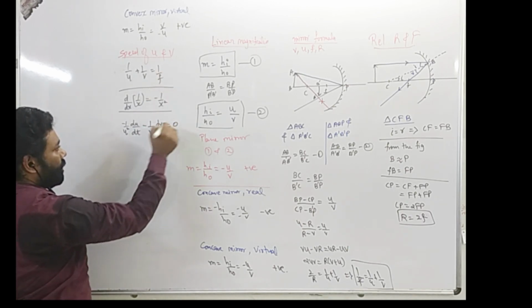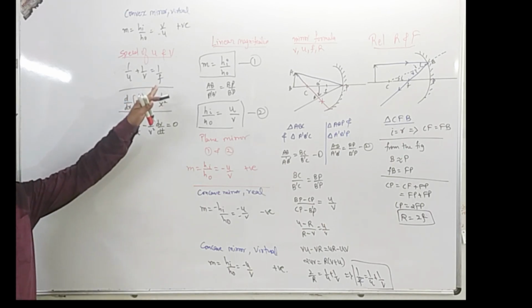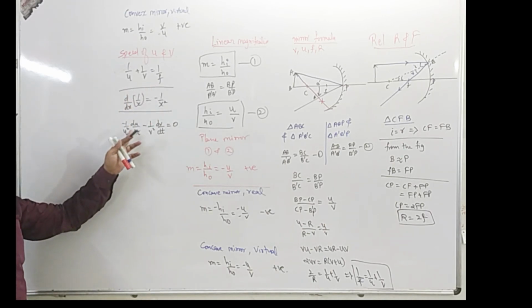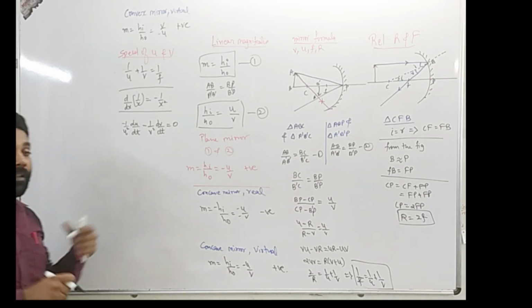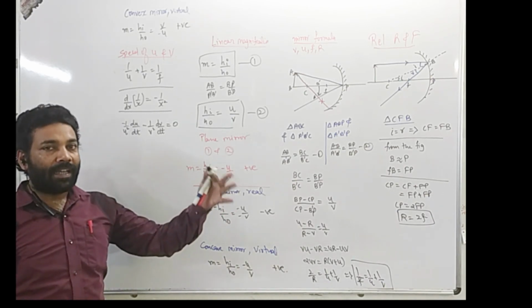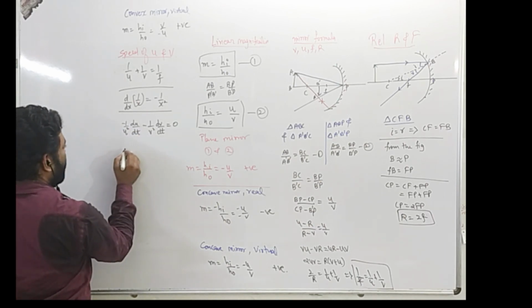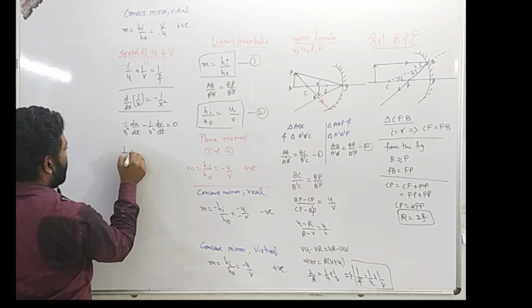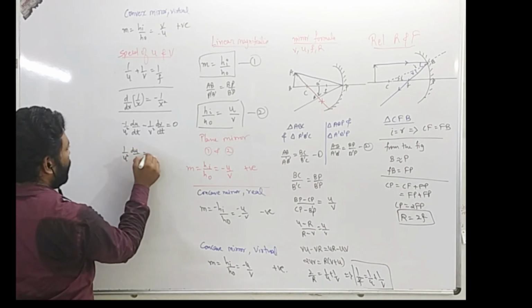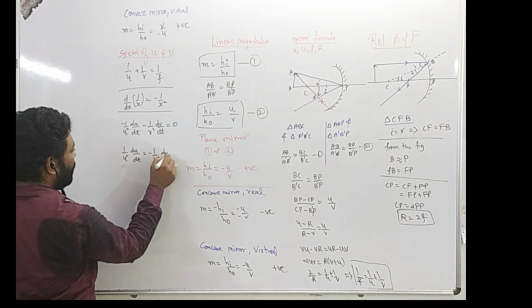Focal length is constant, it's going to be 0. For a given mirror, focal length is not going to change, only u and v are going to change. As I am running towards the mirror, object distance and image distance will change, so 1 upon f is 0. This thing further, if you write it down, it will be 1 upon u square du by dt equal to minus 1 upon v square dv by dt.